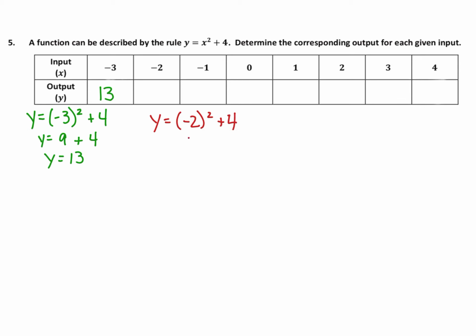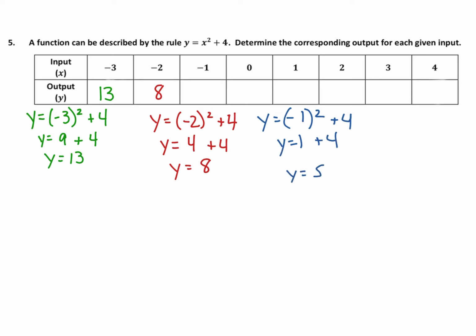-2 times -2 is positive 4. And then we have to add the second 4, which gives us 8. -1 times -1 is 1, and 1 plus 4 is 5. Zero times 0 is 0, and 0 plus 4 is 4.